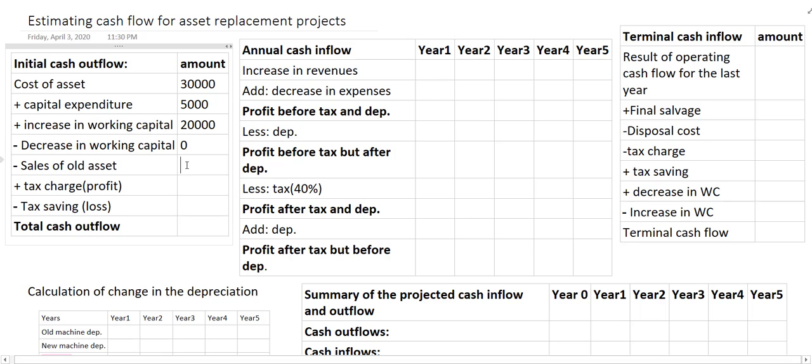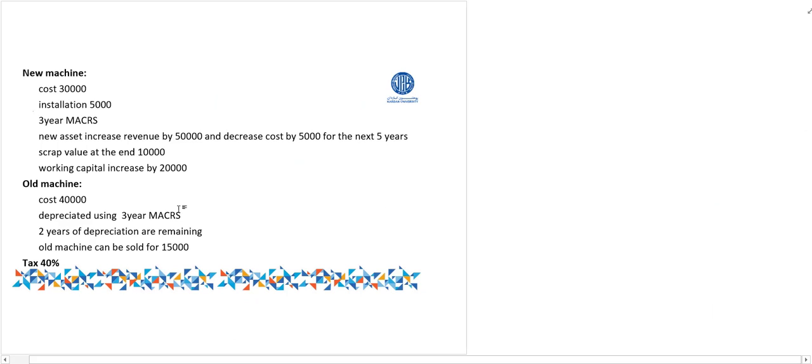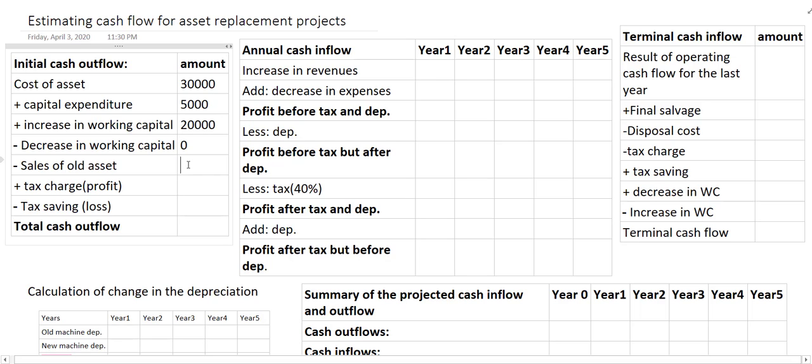Now let us see about the old asset. Sales of old asset. Is there any sale of the old asset? Yes. Old asset cost was this much, depreciated under the 3 years MACRS class, but we sold it for how much? For 15,000. So whatever you sold, just find out how much is mentioned in the example. We sold it for how much? For 15,000. Mention this one as it is to be minus, so let us take it with the red one.